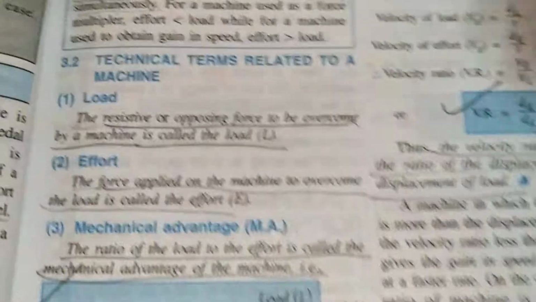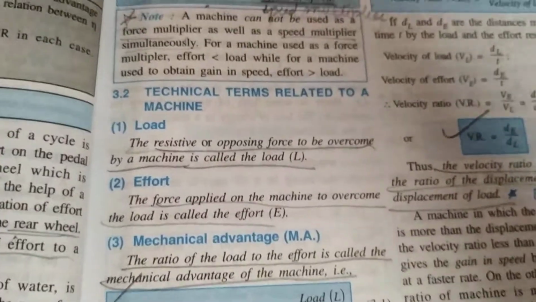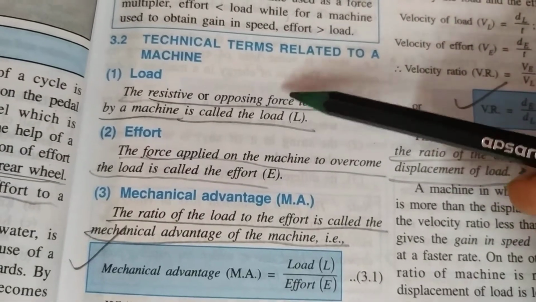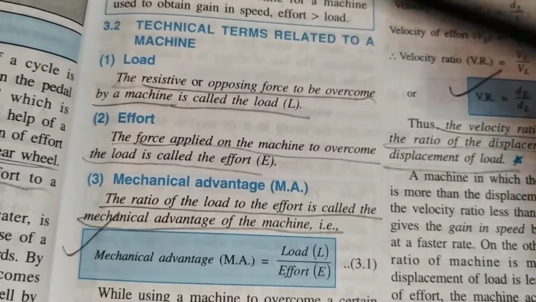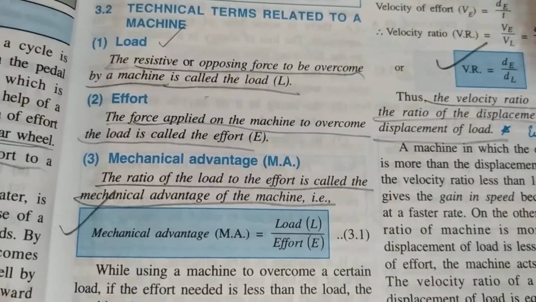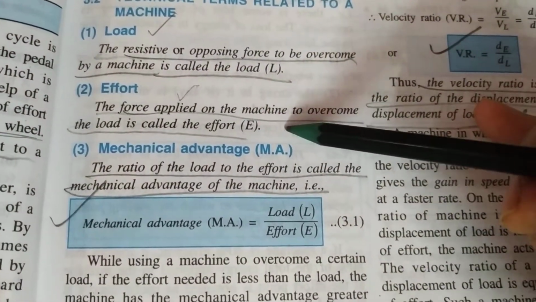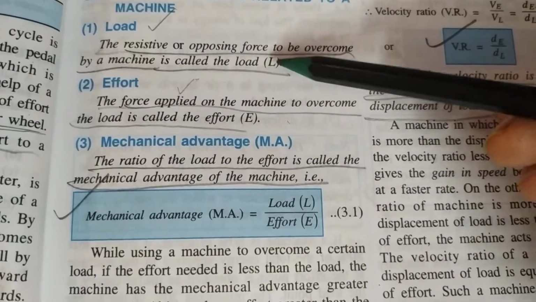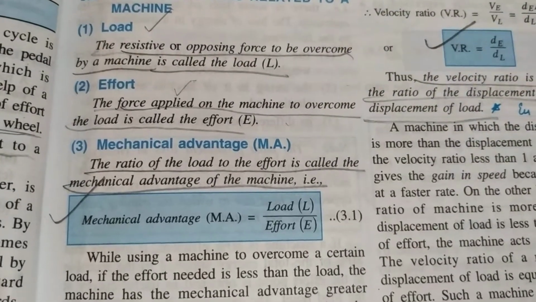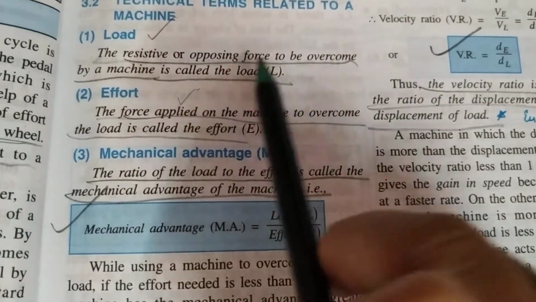Now students, there are some technical terms which we have already used in defining our simple machine. First is load. Load is a resistive force which is overcome by the machine. So it's also a force, but this force has been given a special name, that is called load. Effort, again a force, but it is a force which we apply on the machine to overcome that load. So it is called effort, the force which we apply on the machine, and load is a force which the machine applies on the load. Load means anything which is to be lifted up or which is to be moved. So it is generally called a resistive or opposing force.